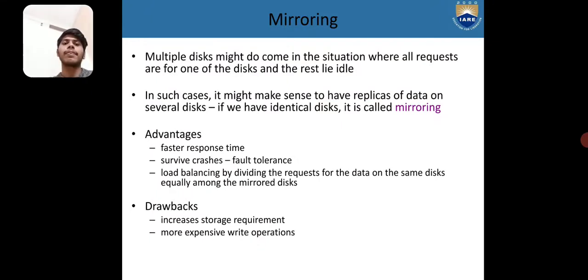So, mirroring. With multiple disks, we might come into a situation where all requests are for one disk and the rest lie idle. In such cases, it might make sense to have replicas of data on several disks. If we have identical disks, it is called mirroring. Advantages: fast response time, survive crashes, fault tolerance, load balancing by dividing the requests for the data on the same disk equally among the mirror disks.